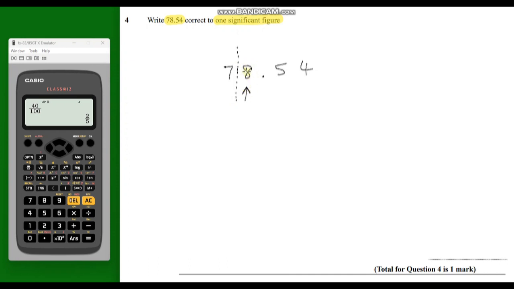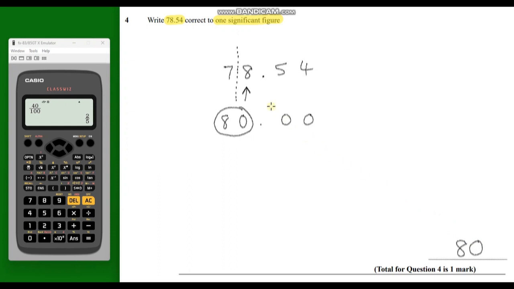So if this number is less than 5, we would round down. But if it is greater than or equal to 5, we would round this up. So because this is greater than 5, we would round this up to an 8, and then everything else would be 0. So it would be 80.00. But we don't need to include those 2 zeros at the end. So our answer is just going to be 80.